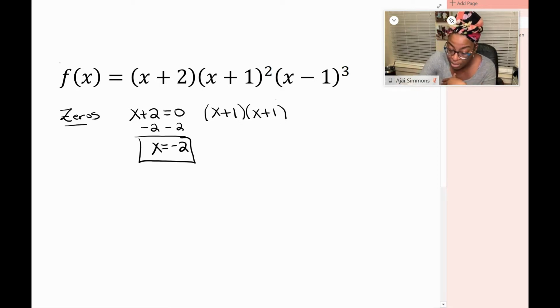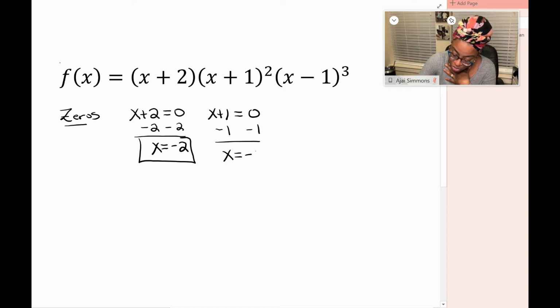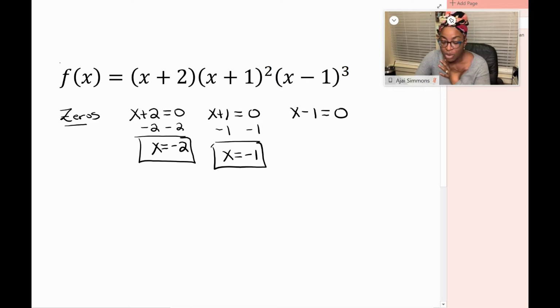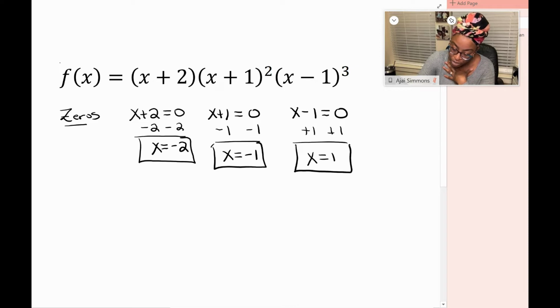So you don't have to set both of them equal to 0. That's why you don't have to worry about the power. Just set the stuff inside the parentheses equal to 0, and then solve for x. You get x is equal to -1. That is another one of your zeros. And then the last parenthesis, x minus 1, I set that equal to 0. You can ignore the power here for right now. Let's solve for x. We get x is equal to 1. So my zeros for this polynomial are -2, -1, and 1.